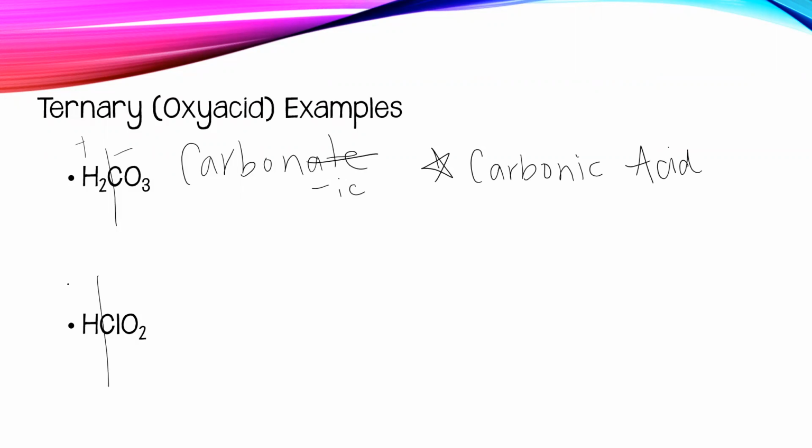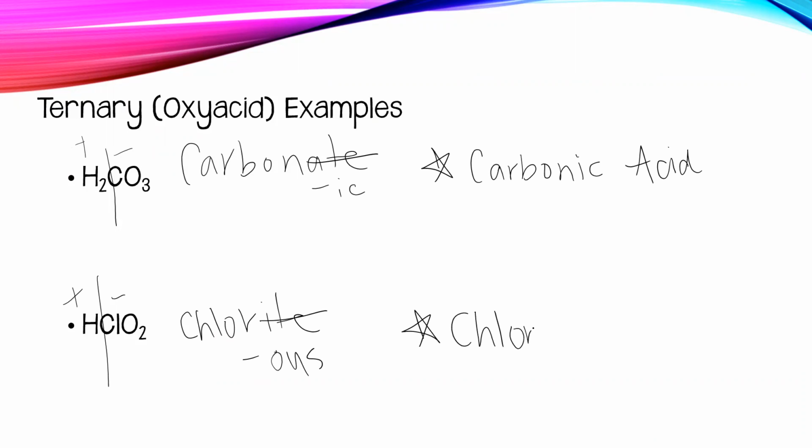HClO2. So once again, H is our positive ion, ClO2 is our negative ion. ClO2 is our radical chlorite. So we change ITE to OUS. Sprite is delicious. And this becomes chlorous acid. Okay, so if you have an ATE for a ternary, you change the ending to IC and add the word acid. If you have an ITE ending, you change it to OUS and then also add acid. No hydro. That's only for binary.